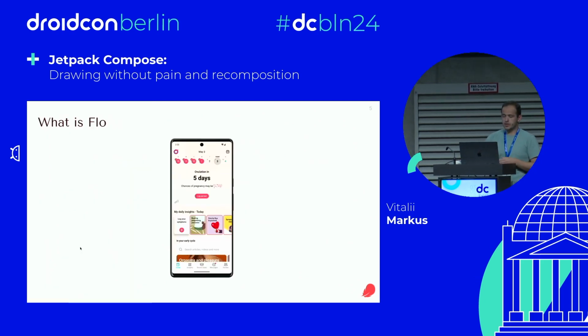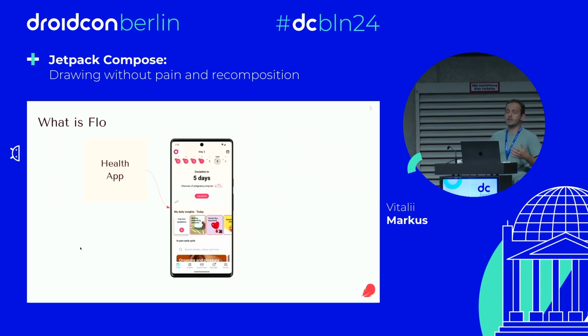About the Flo application, we began as a period and ovulation tracker application, but over time we started integrating new features that help users daily. The app has more than 300 million installs. It's translated into 20 different languages, and it has 65 million monthly active users.